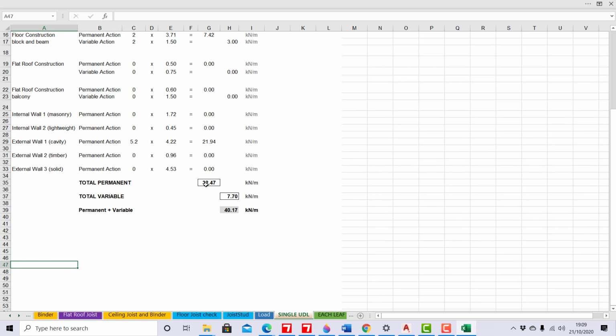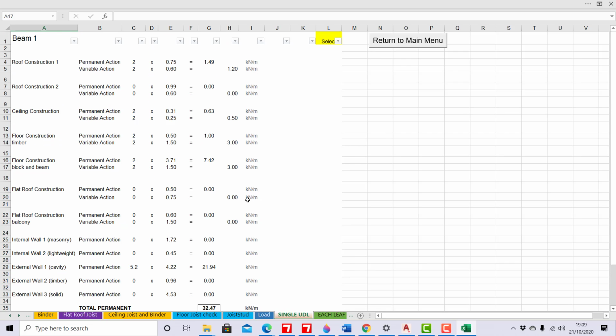So there's your permanent load, and there's your variable load, and there's your total load. About 40 kilonewtons a square meter. Quite typical for a 2-bed house. If it had a truss rafter roof on, it would be more as well, because instead of having 2 meters of roof on, it's 4. But there's all the loads.